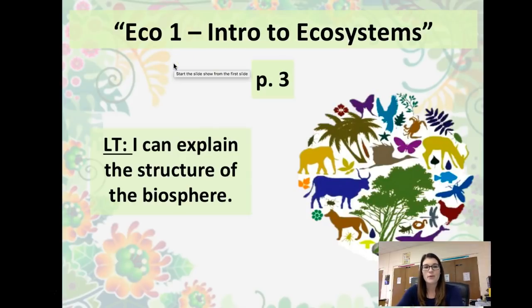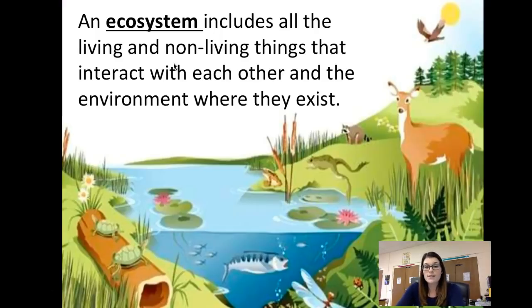This is Miss Ludwig. We are starting a new unit on ecosystems. Your first set of notes, Intro to Ecosystems, is on page 3 in your lab notebook. By the end of this lesson, you should be able to explain the structure of the biosphere. So first of all, what is an ecosystem?